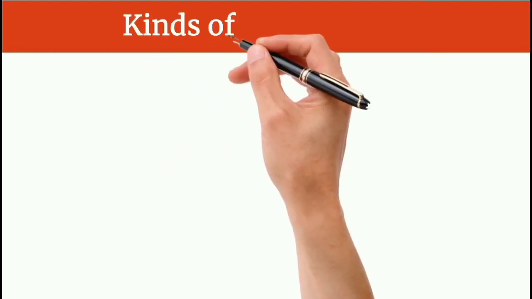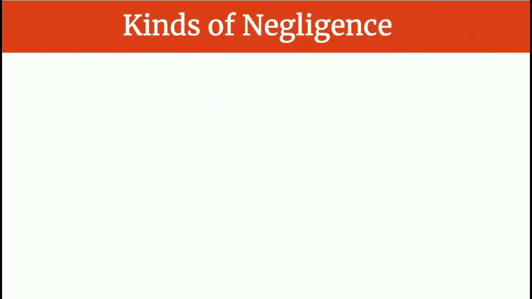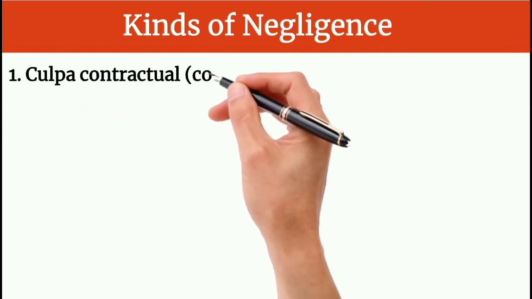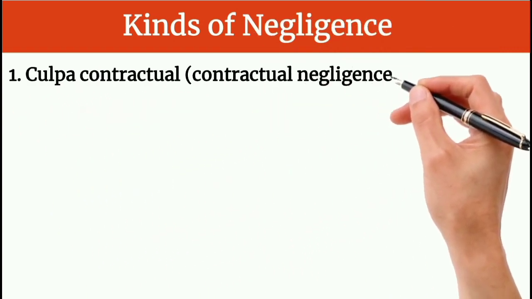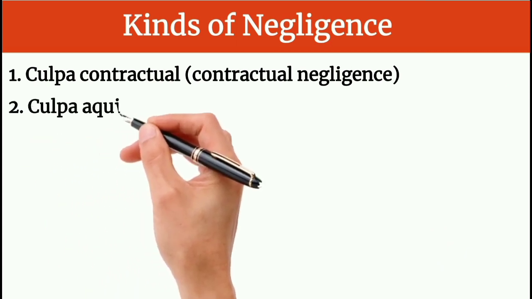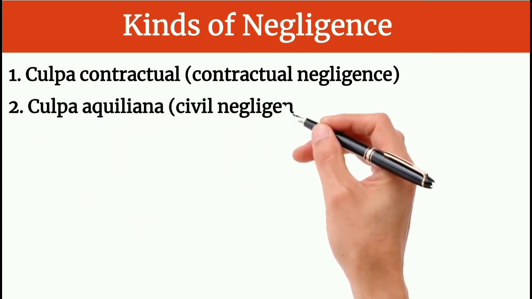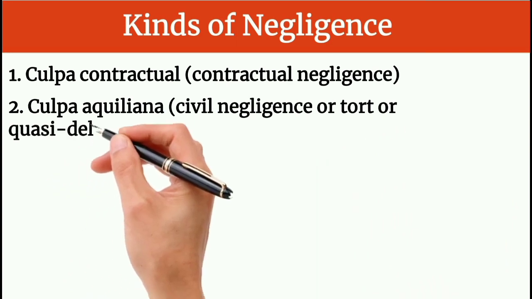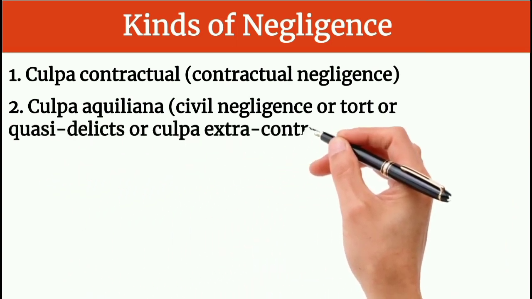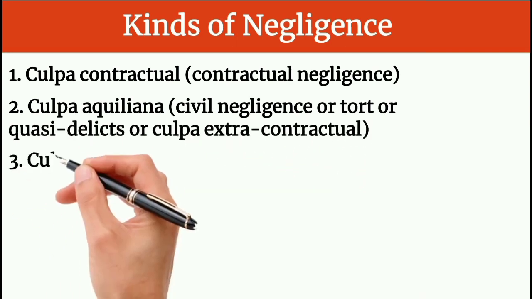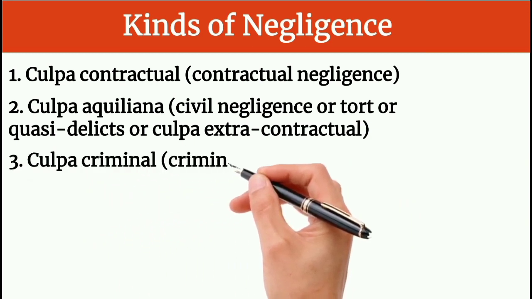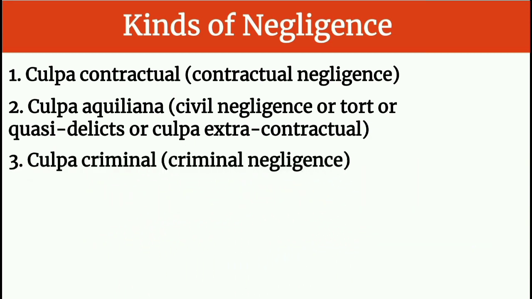Let's now proceed to the kinds of negligence. There are three kinds of negligence, and they are: first, culpa contractual or contractual negligence; second, culpa aquiliana or civil negligence, or tort or quasi-delicts, or culpa extra-contractual; and third, culpa criminal or criminal negligence.